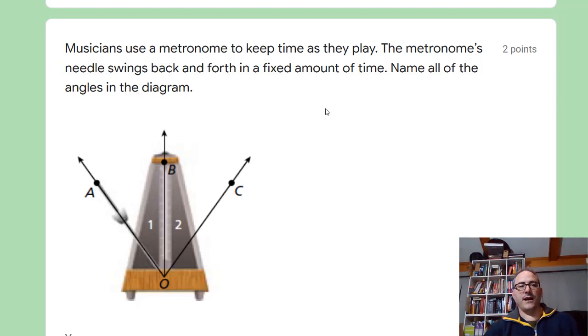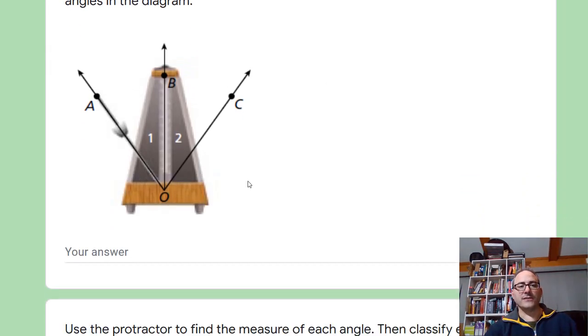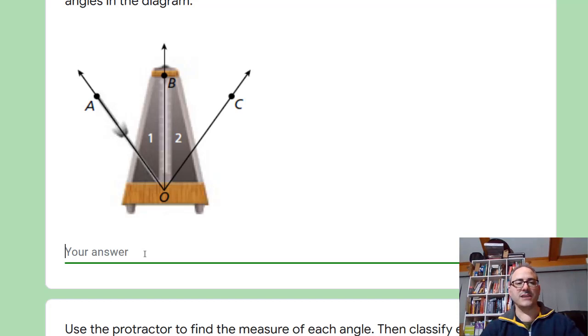So I want you to name all the angles in this diagram. So if you were naming the angles in this diagram, maybe pause, give this a shot on your own, do a little independent work. Can we name angles in a diagram? Pause it, we'll find out. Okay. All right.